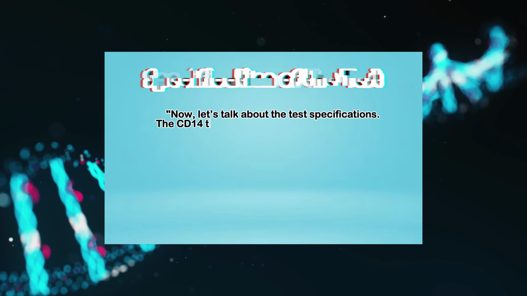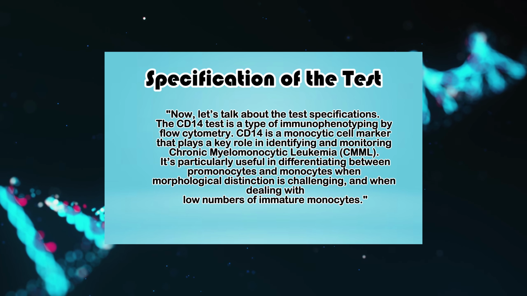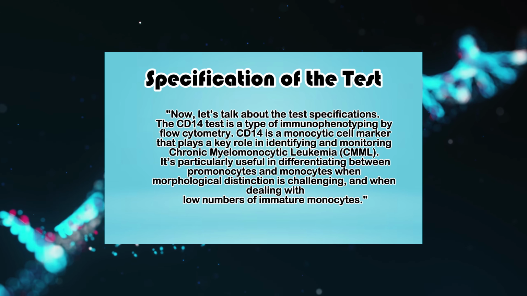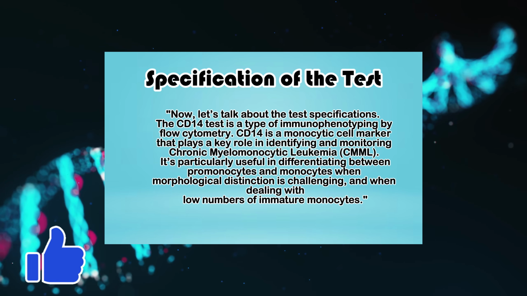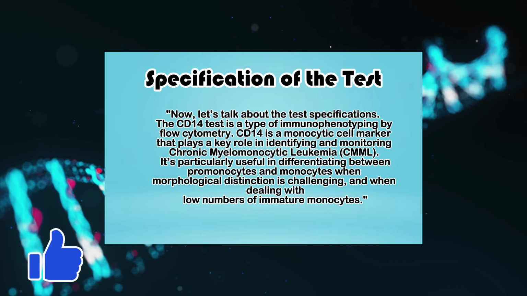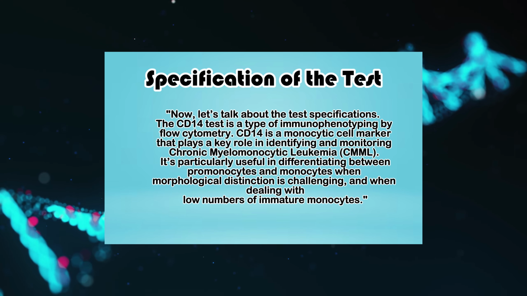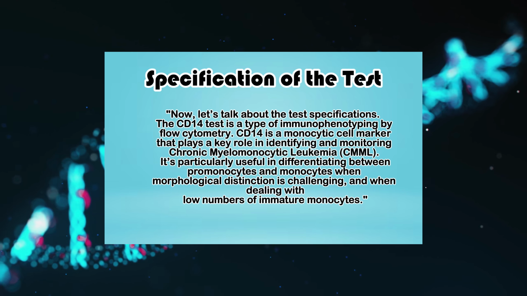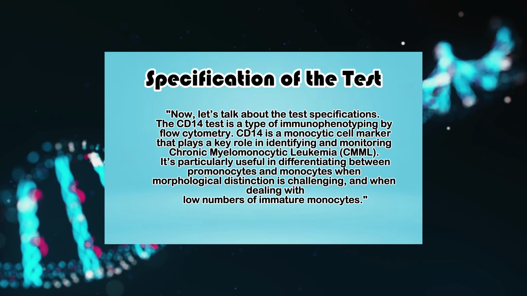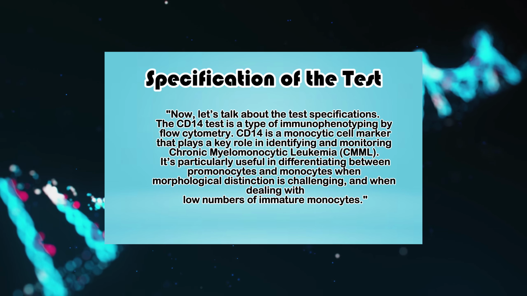Specification of test. Now let's talk about the test specifications. The CD14 test is a type of immunophenotyping by flow cytometry. CD14 is a monocytic cell marker that plays a key role in identifying and monitoring chronic myelomonocytic leukemia, CMML. It's particularly useful in differentiating between promonocytes and monocytes when morphological distinction is challenging and when dealing with low numbers of immature monocytes.